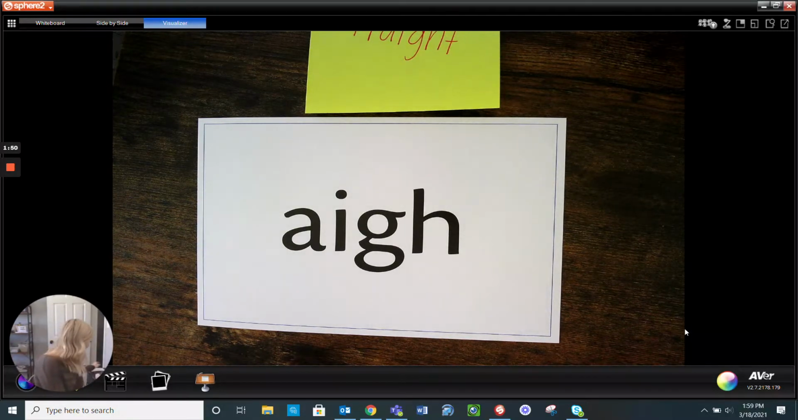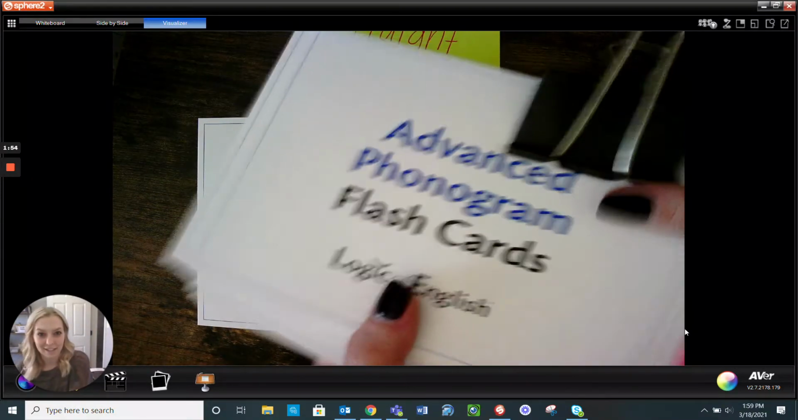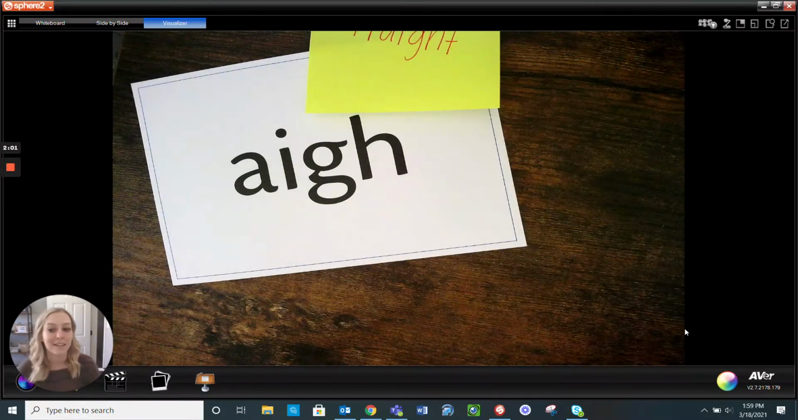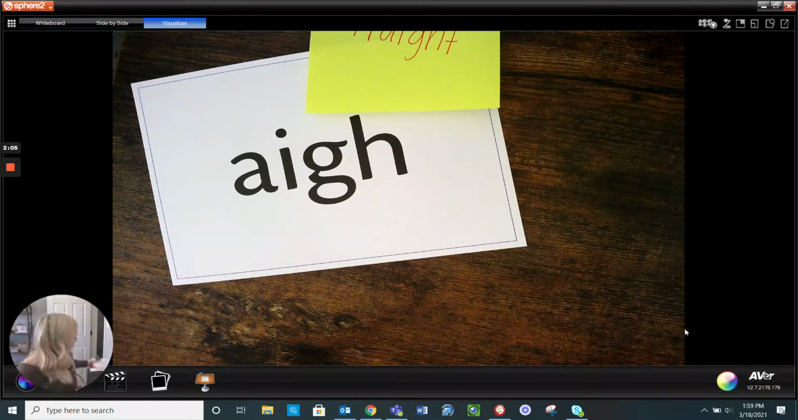Now we're going to start talking about this stack, our advanced phonogram flashcards. So we got a new stack to master. It's a little smaller than the basic ones. The advanced phonograms are used only in a few words, and they're less common words, or they're more advanced words, like when you have a big vocabulary.